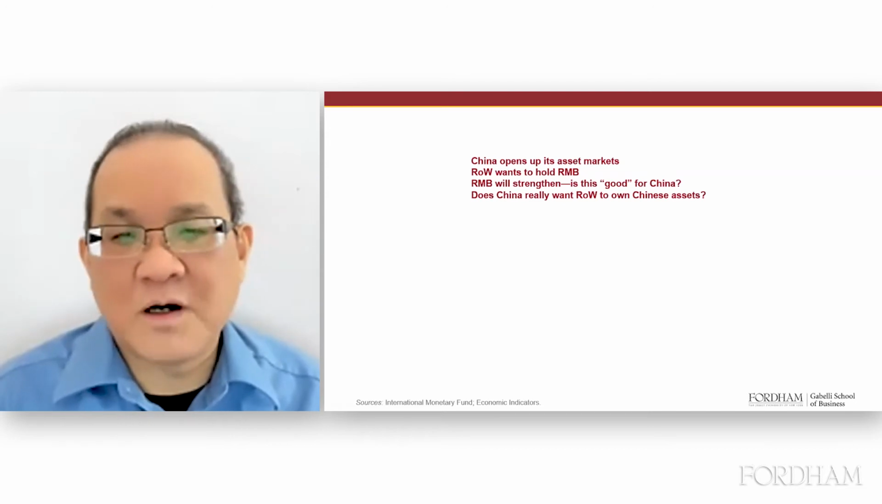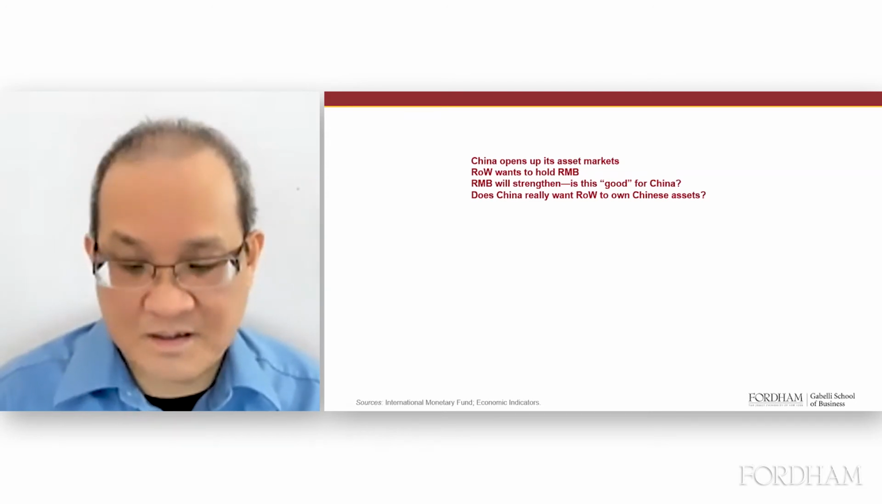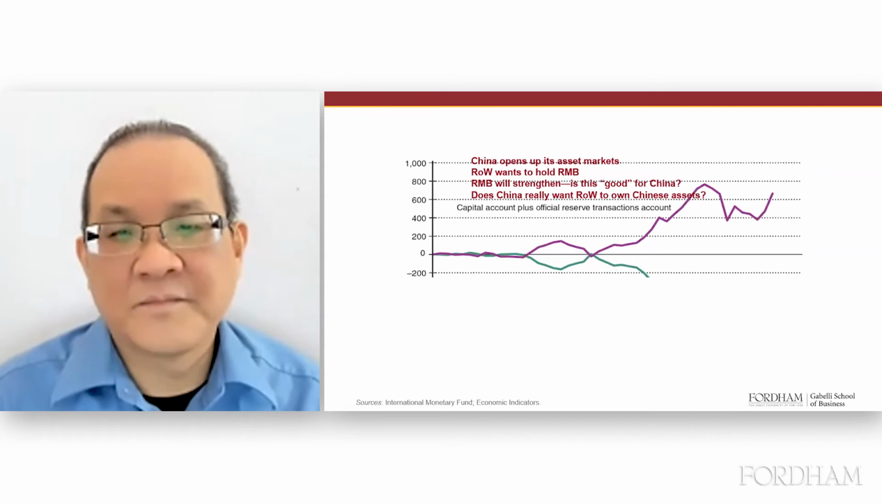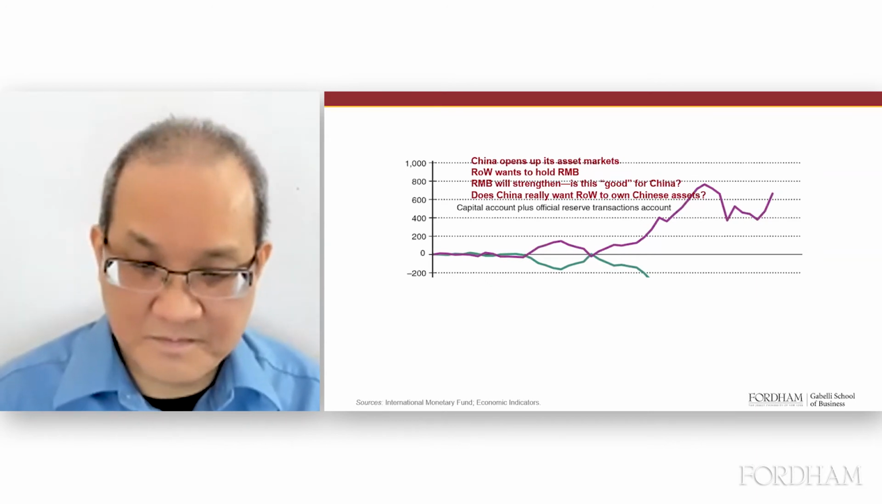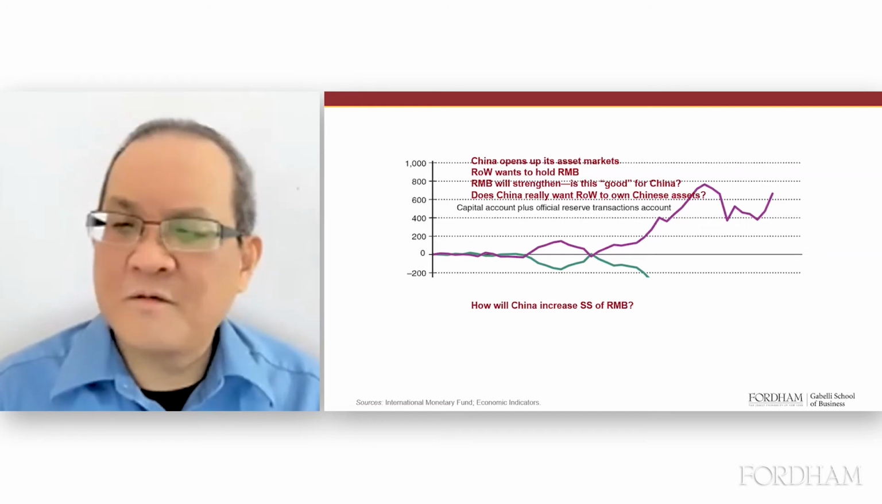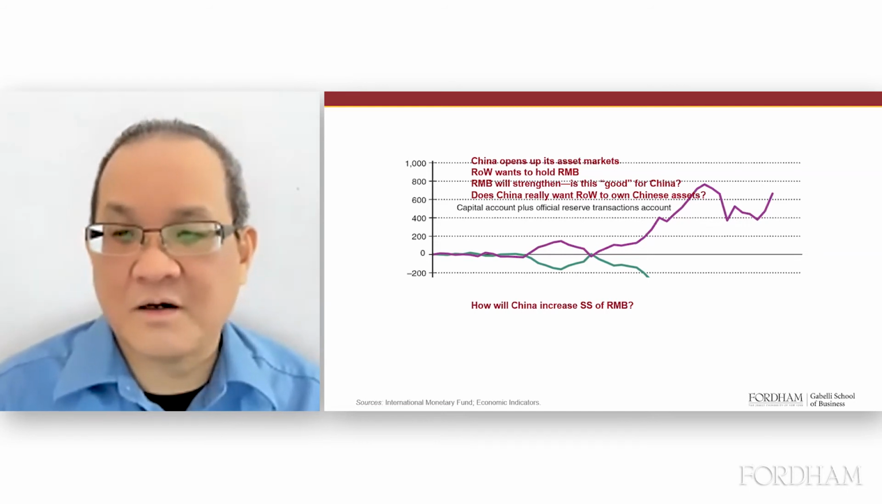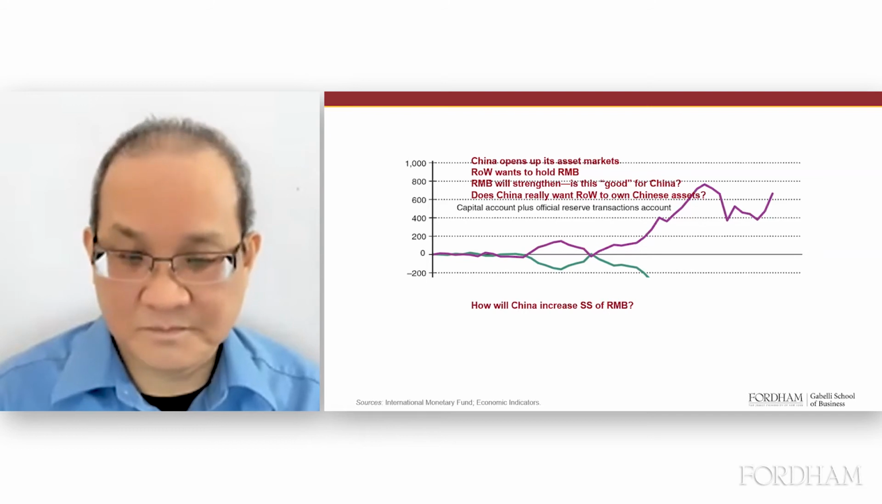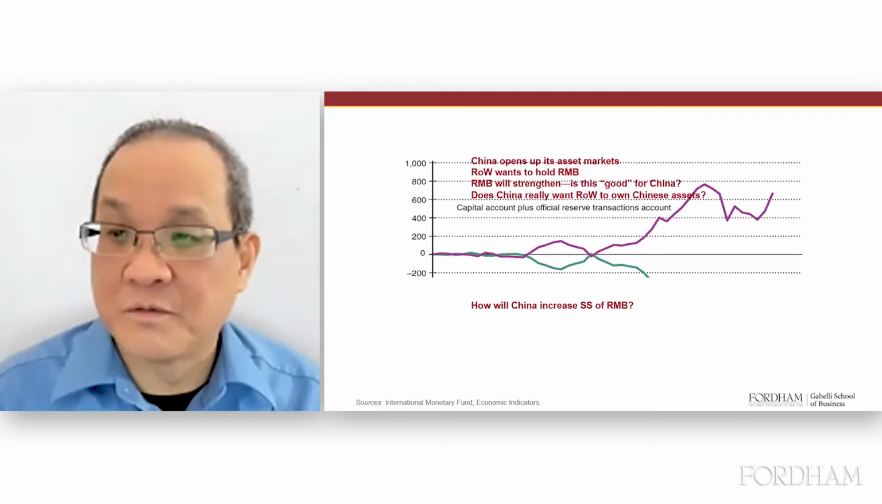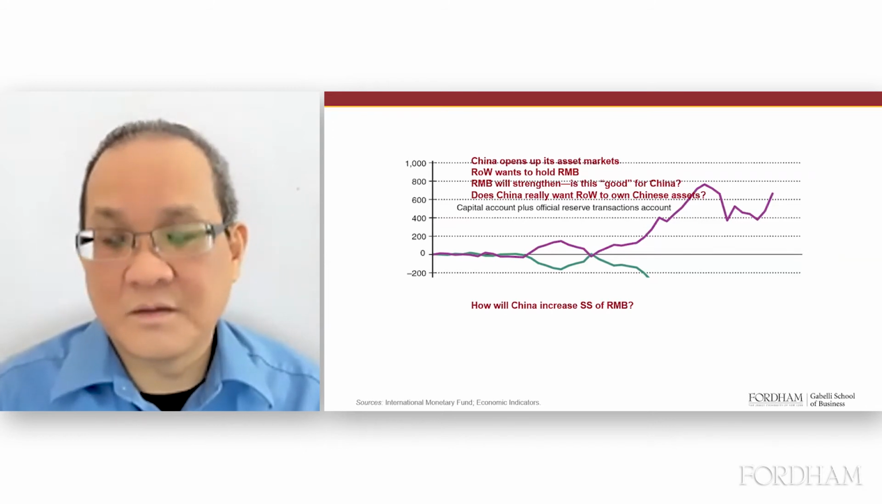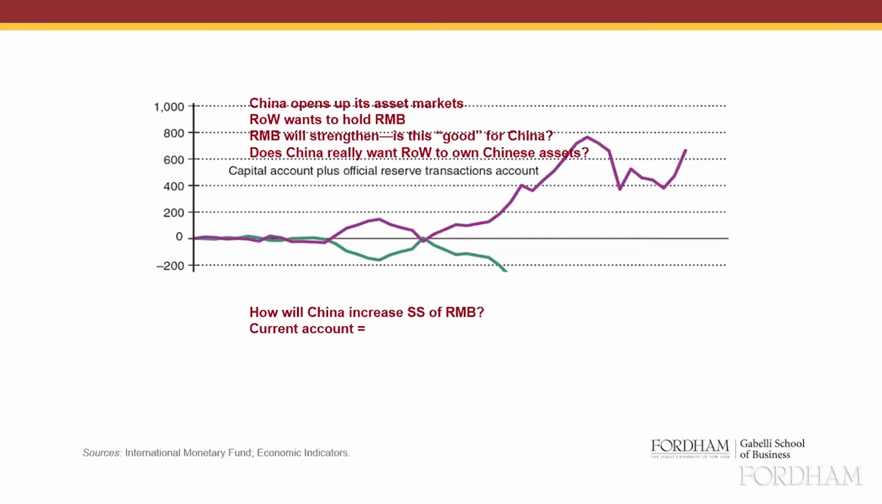And does China really want the rest of the world to own Chinese assets? Because this is what had happened to the US. And how will China increase the supply of renminbi to the world? Because if they do not supply renminbi to the world, then the renminbi will be stronger. Remember, the current account is equal to trade deficit plus investment income plus unilateral transfer.